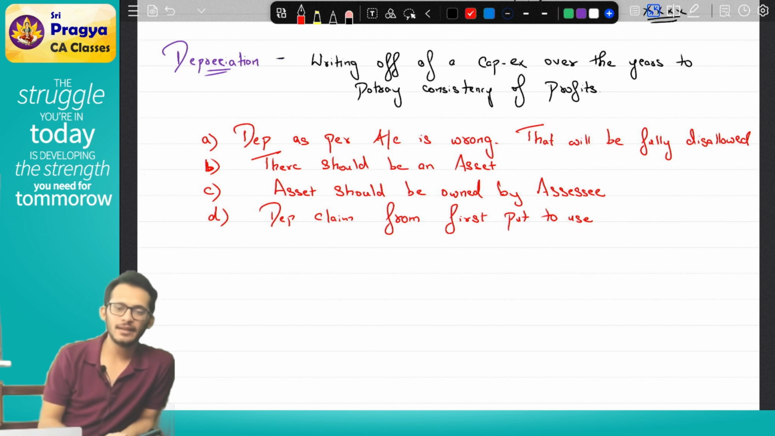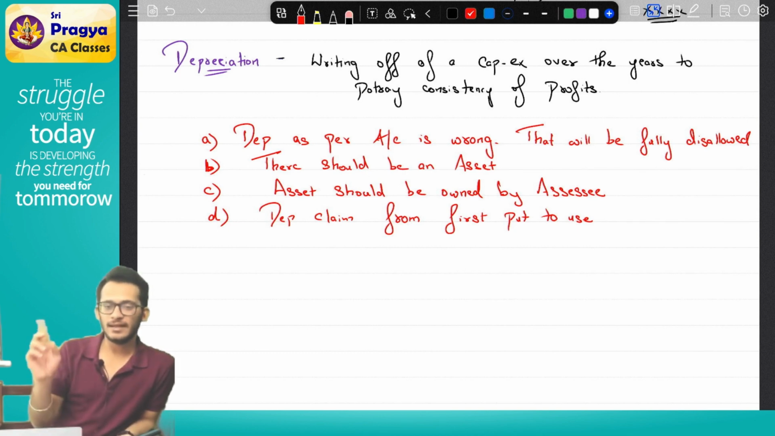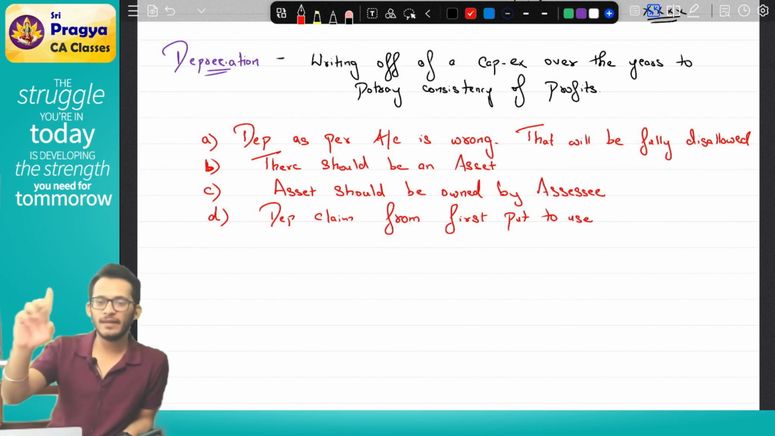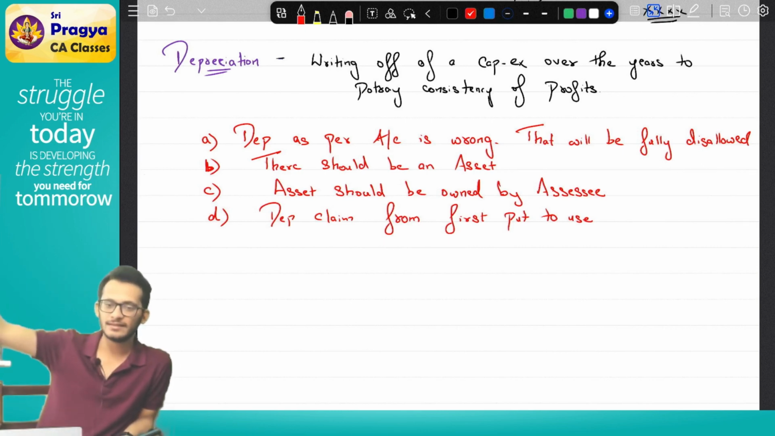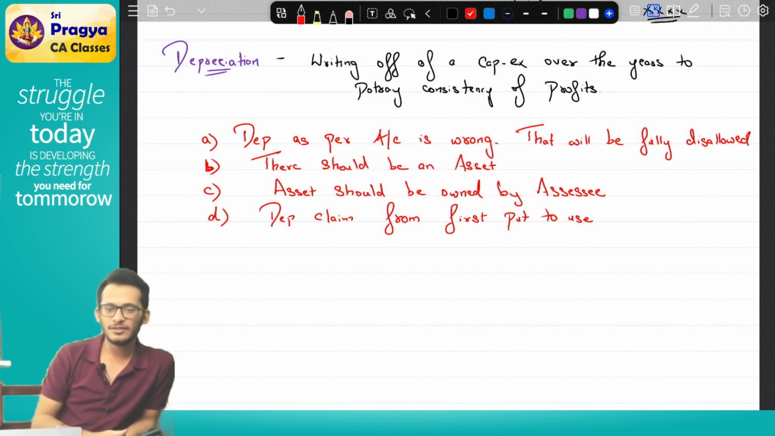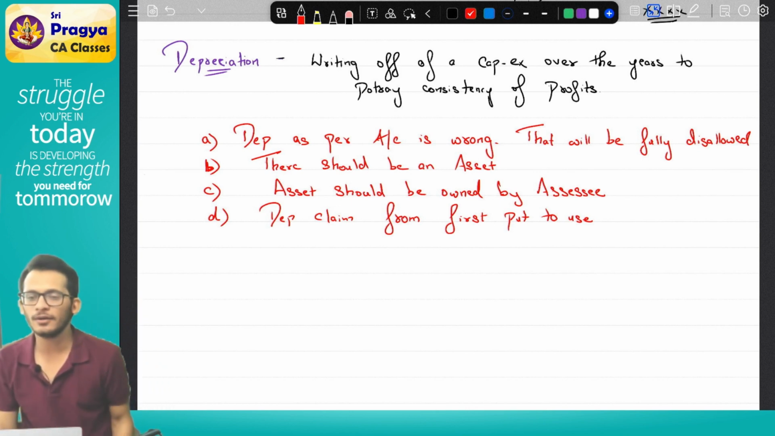Arvind Kejriwal came and said, on Mondays, Wednesdays, Fridays and Sundays, if the car's number plate ends in an even number, you can drive your car. If you have an odd number at the end, you can drive it on Tuesdays, Thursdays, Saturdays and Sundays. Which means if you have an even number plate, you cannot drive it on Tuesdays, Thursdays and Saturdays. If you have an odd number plate, you cannot drive it on Mondays, Wednesdays and Fridays. Yes, it was brought in because they wanted to reduce pollution.